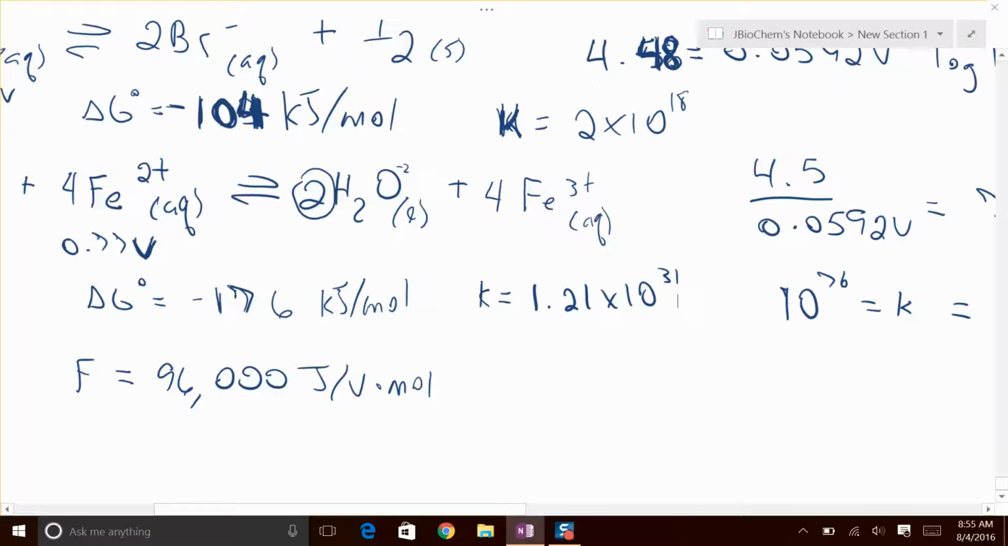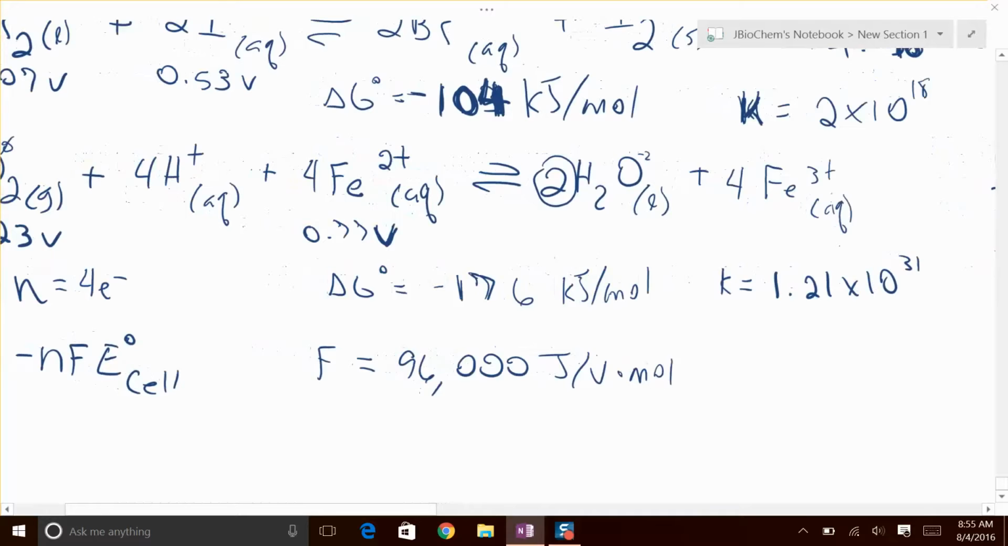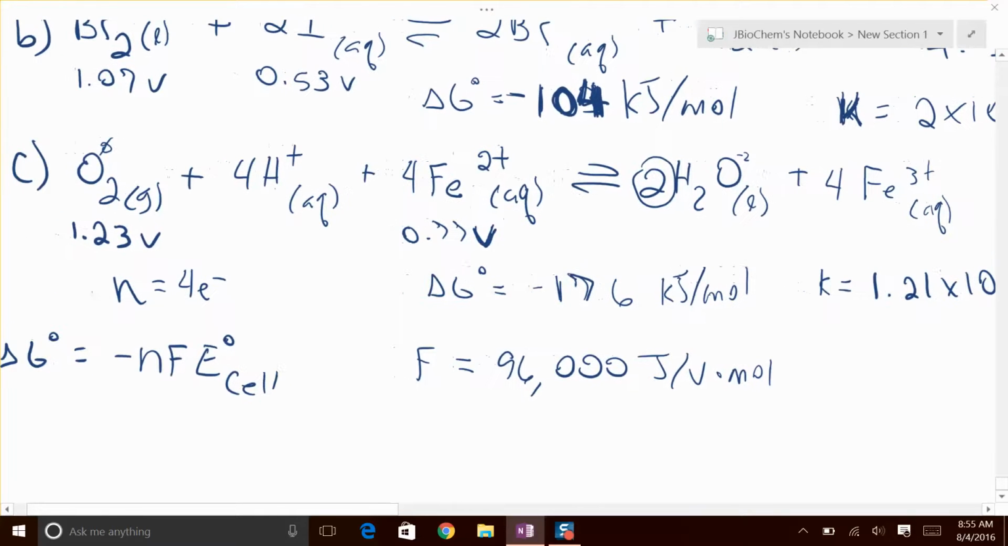This is 2 because this has no charge. That's how many electrons. You see how Fe2+ goes to Fe3+? That means I'm losing 1 electron, but there's 4 of them, so I'm losing 4 electrons. Where did they go? They went here. Oxygen is at 0, and it goes to -2. But there's 2 oxygens, so -2 times 2 is -4. That's where all 4 of them went. It all makes sense, so they're accounted for.